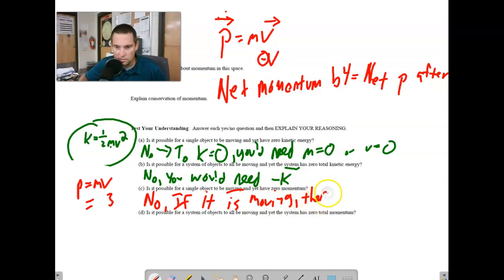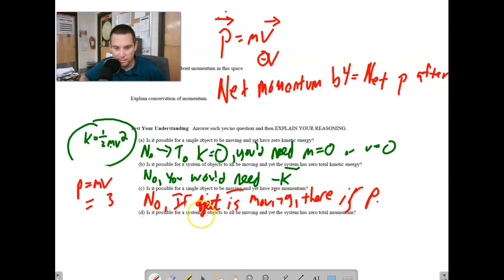Don't use the word "it." It's just sloppy. And when it comes to explaining, it's not very specific. And with physics, we need to be specific. So how about, if the object is moving, there is momentum.